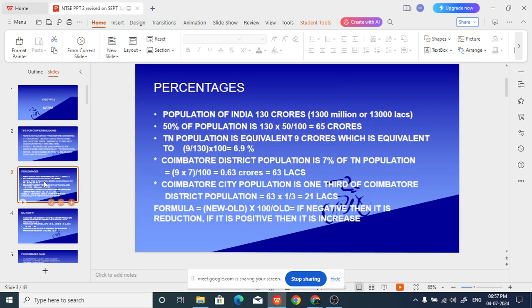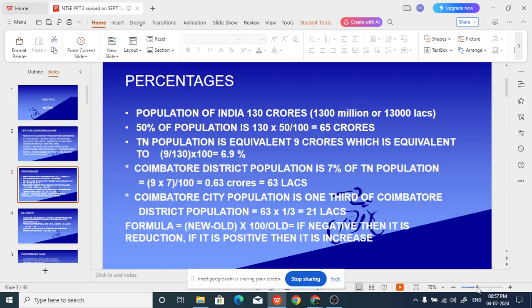Now I wanted to ask, Kavinaya, can you read this? Are you able to see the slide? Yes, sir. Can you read this slowly, don't be in a hurry. Okay, sir. Percentages. Population of India 130 crores, 1,300 million or 13,000 lakhs. Is it correct? Okay, whether 130 or 140 may be debatable. But if 130 crores can be called 1,300 million, is it correct? Is it correct when I say 130 crores equal to 13,000 lakhs?